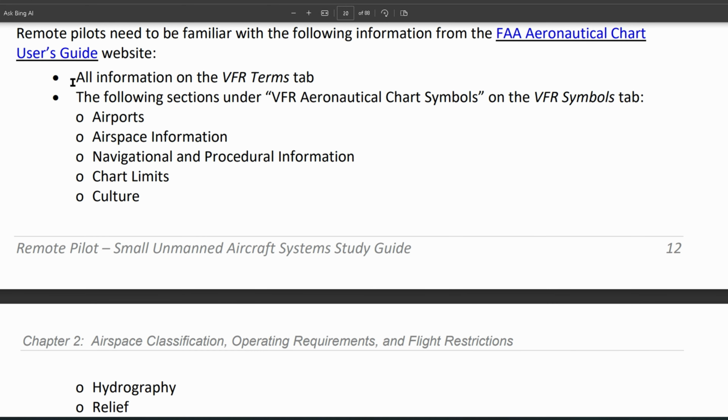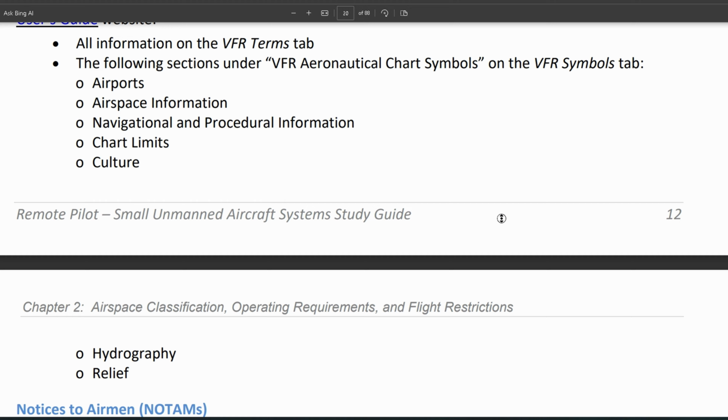From there, we need to study all information in the VFR terms tab, the following sections: aeronautical chart symbols, airports, airspace, navigation, procedural information, chart limits, culture, hydrography, and relief. We need to study all of these.